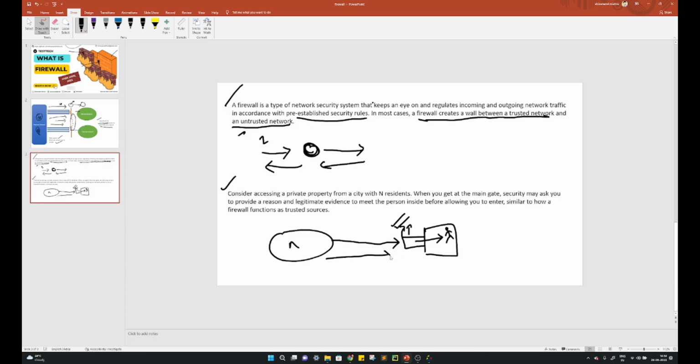When any external network comes, it checks the legitimacy and then allows you to access the internal network. So this is a high-level idea about firewall.